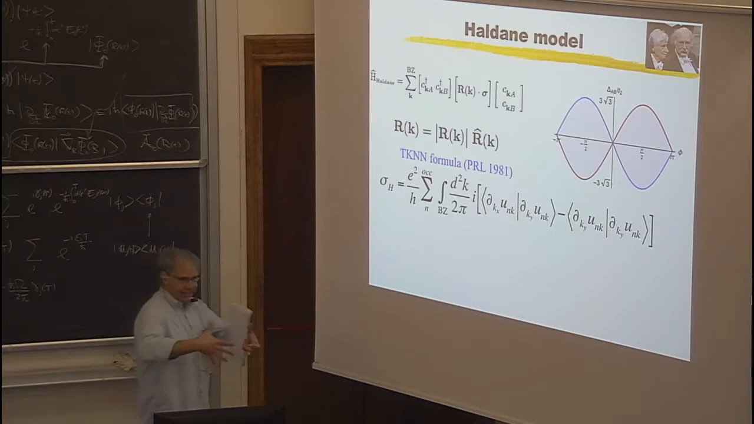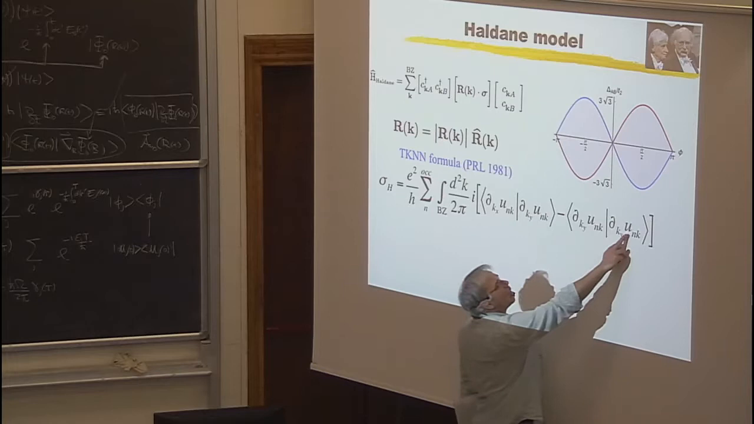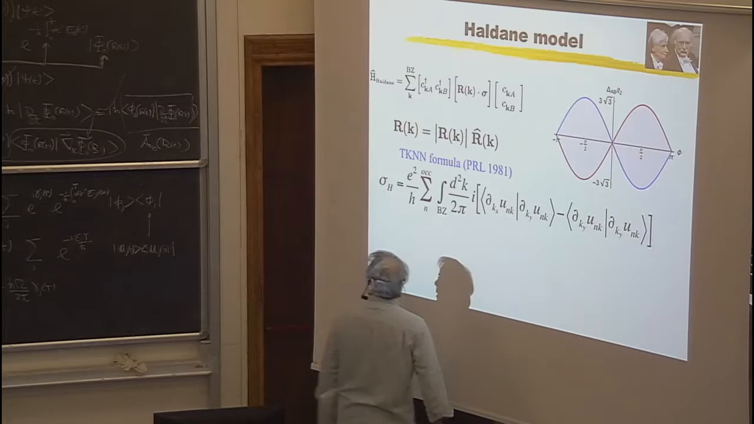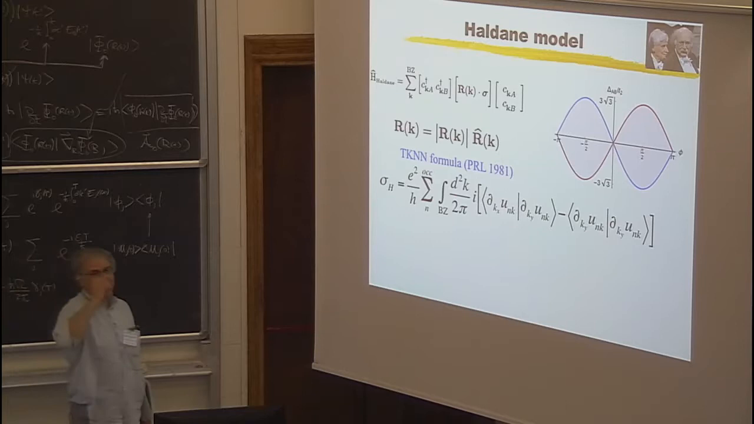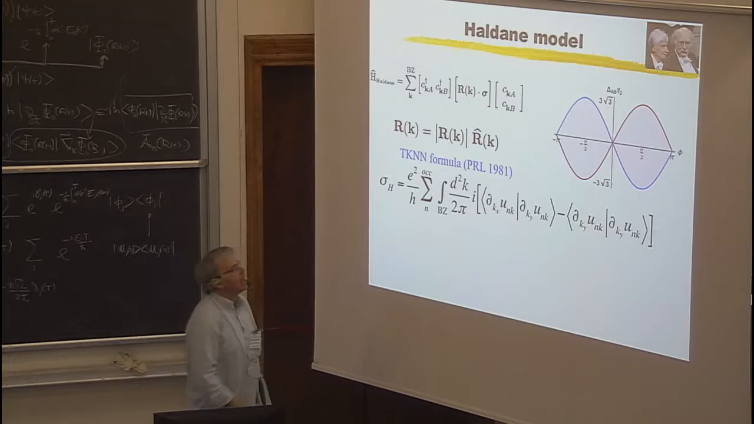You can write it as a nice antisymmetric integral of this. These are the periodic parts of the Bloch wave functions, and these are derivatives with respect to kx and ky. By the way, you remember that in the Berry connection exercise we did, there were derivatives with respect to parameters. So this is, in fact, the magnetic field associated to that Berry connection. So it's like the integral of a magnetic field.